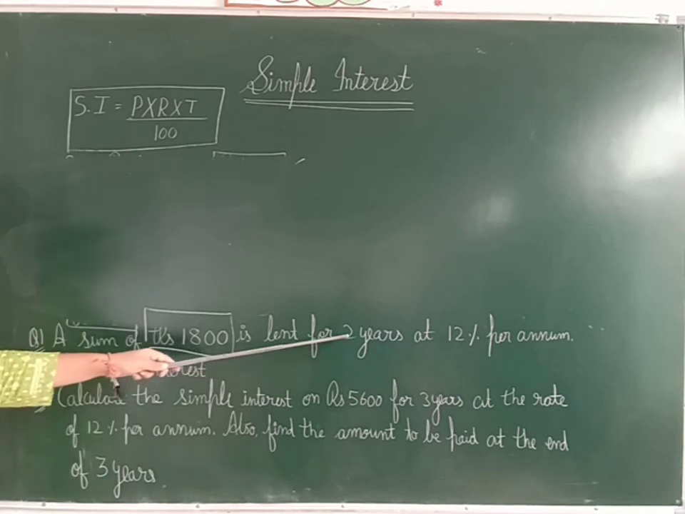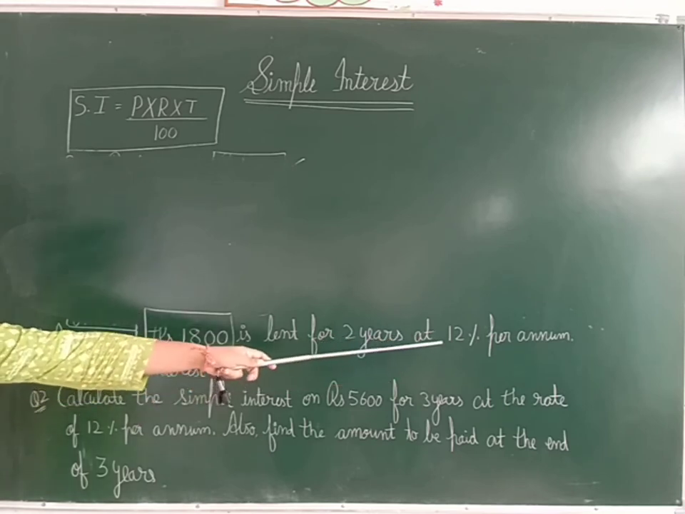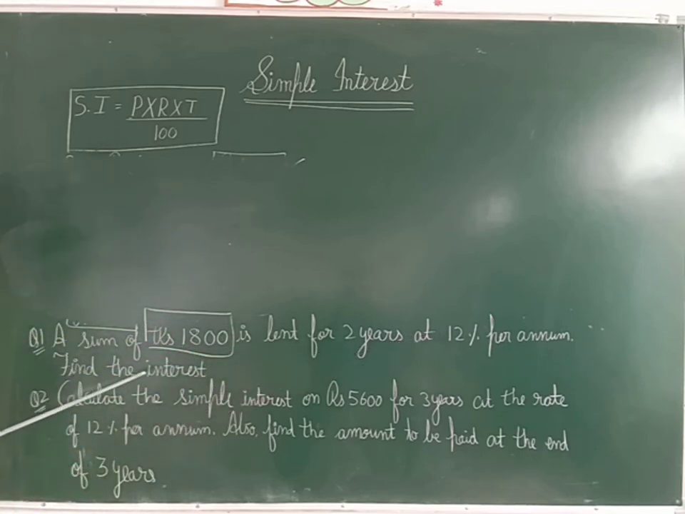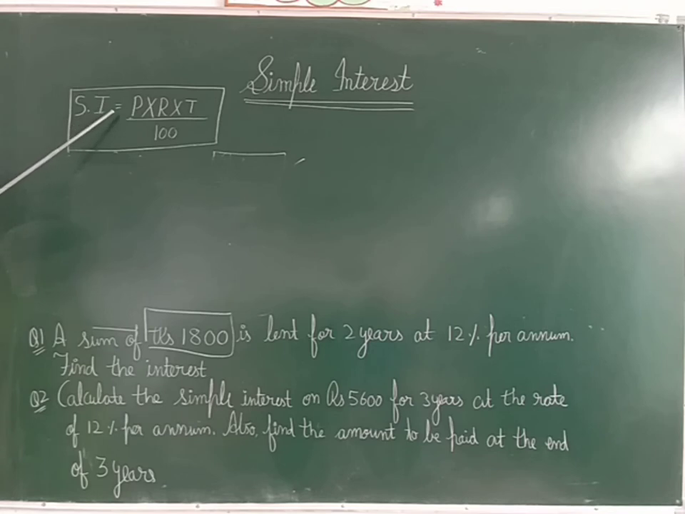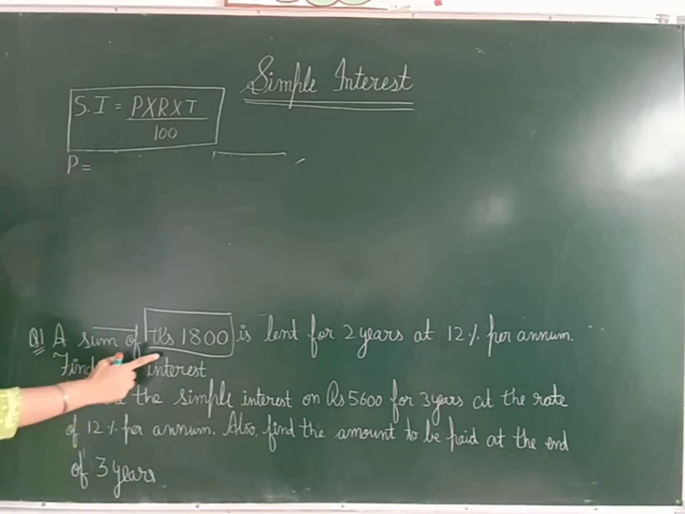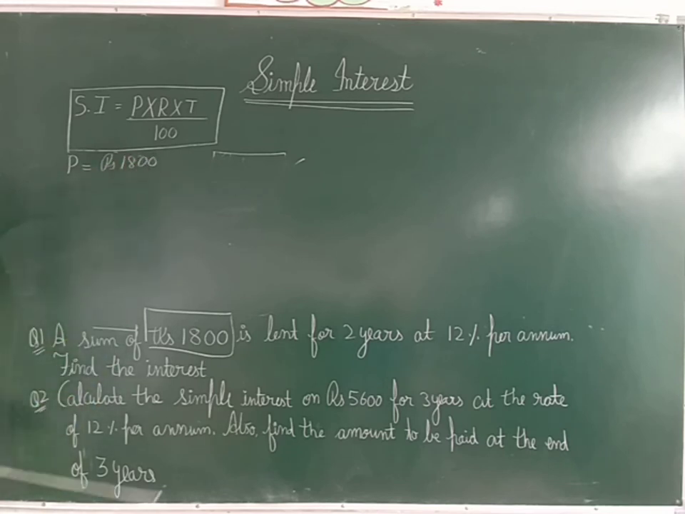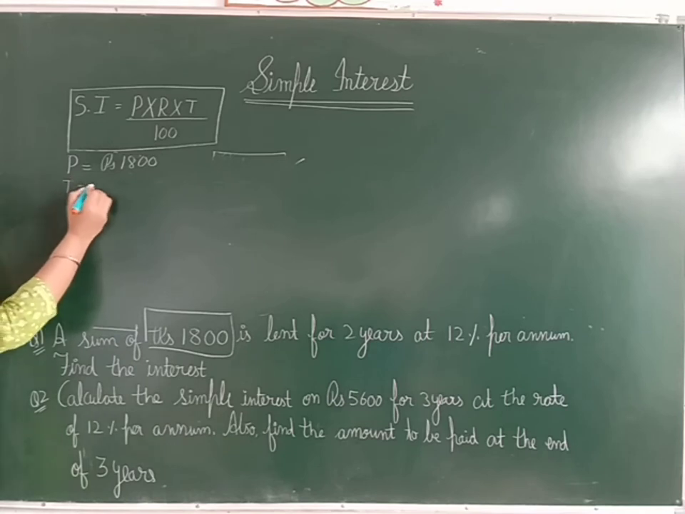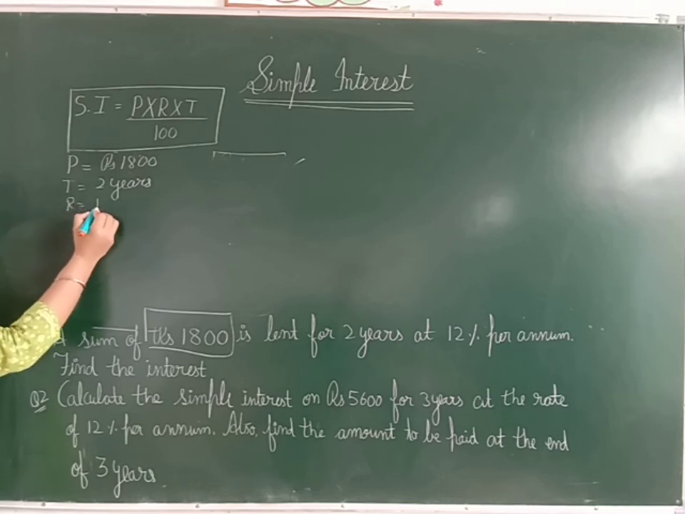Principal given in this case is 1,800, and time is always in years and that time is 2 years, and 12% is rate, and we have to find simple interest. So we have to apply the same formula. Simple interest is equal to principal into rate into time upon 100. So according to the question, principal in this case is rupees 1,800, time is 2 years and rate is 12%.